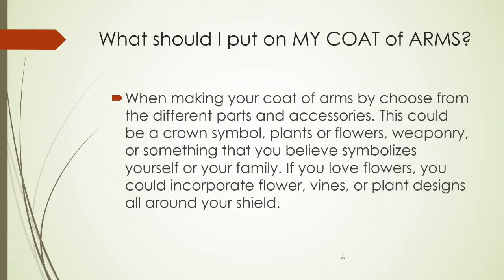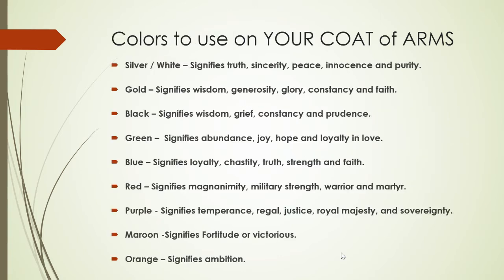So what should I put on my coat of arms? Well, making your coat of arms, you're going to choose different parts and accessories. It could be a crown, it could be a plant, it could be a flower, it could be a weapon, something that symbolizes you and your family. If you love flowers, put a flower on it, or vines, or plants, and things like that.